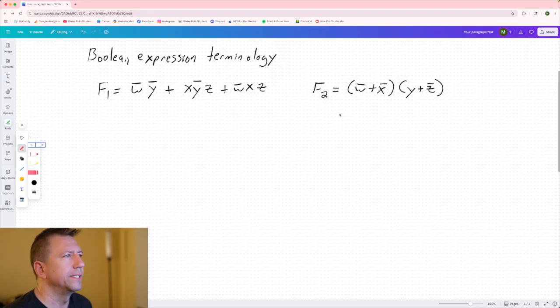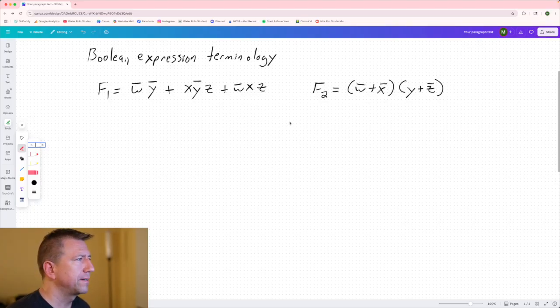And then we'll do the second one. We would read this as W naught or X naught and quantity Y or Z naught. There's another way that we say naught, which is just bar. So W bar or X bar and quantity Y or Z bar. So we can read it in that way so people understand what we're trying to write.